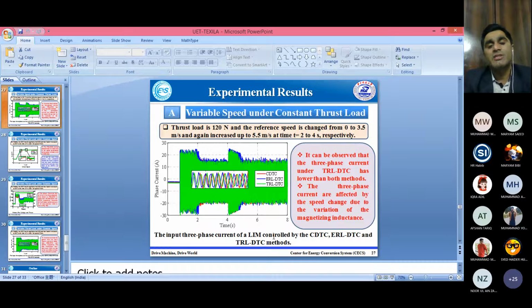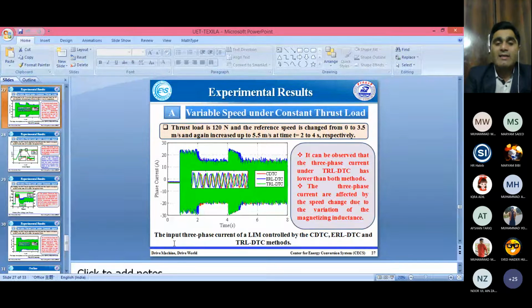Now we want to check the current. What would be the input current to the machine whenever the speed changes with the load? The load is already connected with the machine. For example, this machine is used for the linear metro or subway. It means all people are sitting in the metro, and the metro can start from one speed to another speed. In this practical application, we want to see the responses of the different controllers.